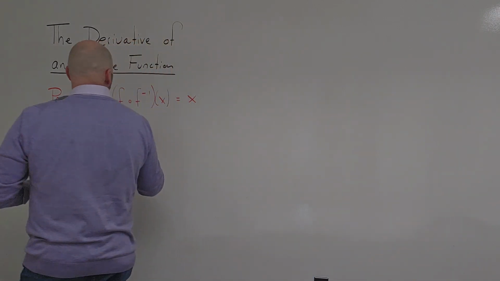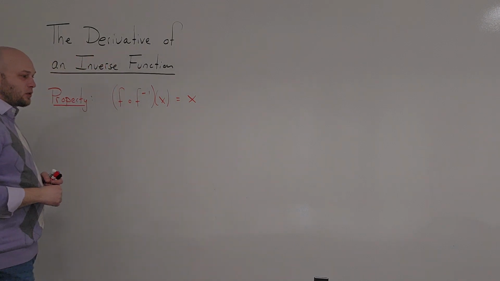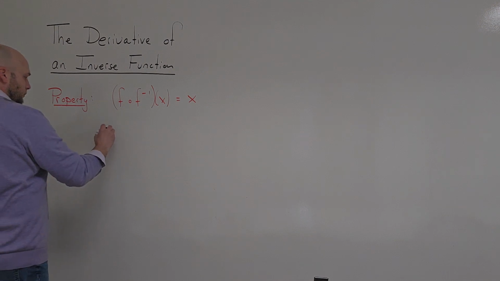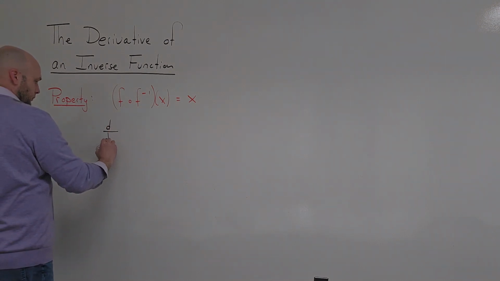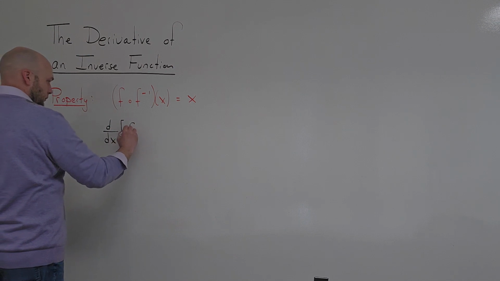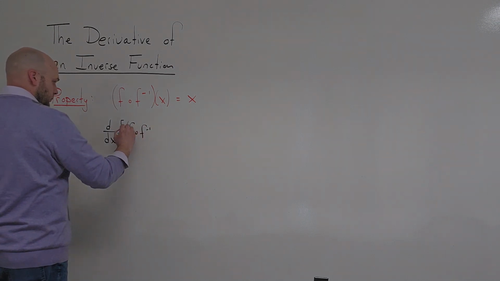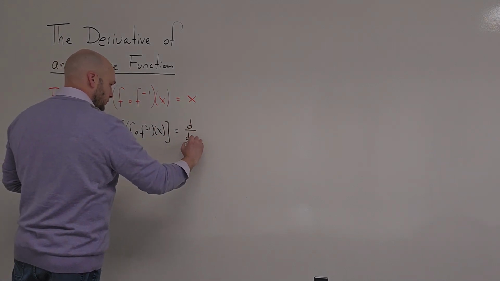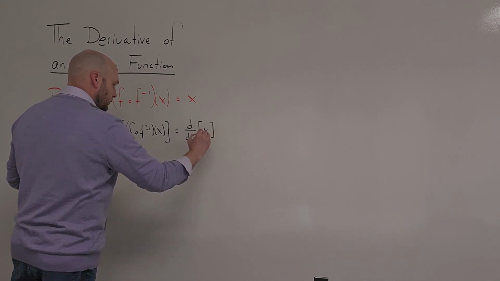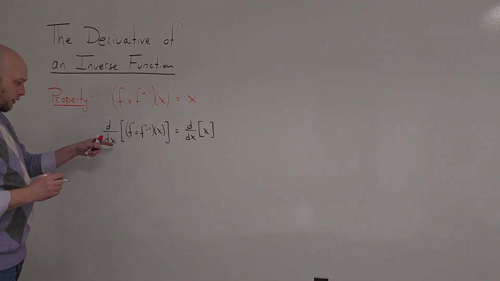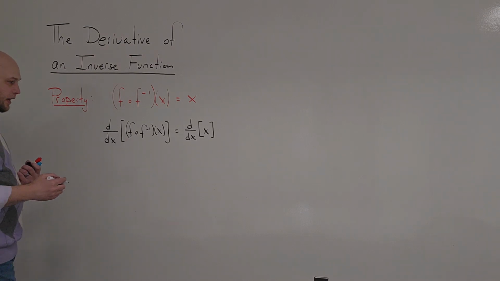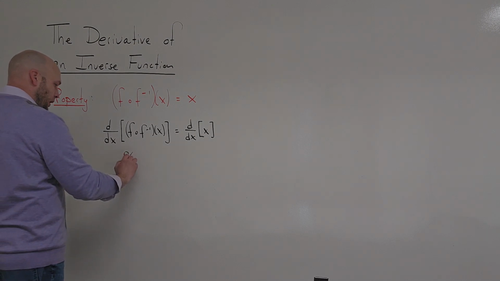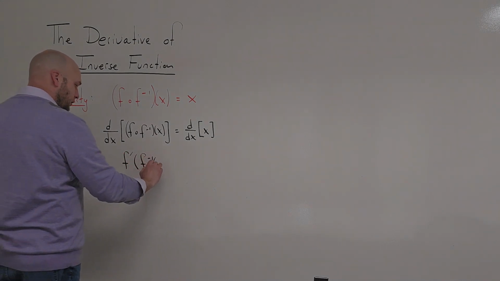All right, well, what I'm going to do is think of this as an equation, and I'm going to differentiate it. So if I differentiate both sides of this, on the left-hand side, this is the derivative of a composition, which is the chain rule. And the chain rule says to take the derivative of the outside function first, so that would give you f prime evaluated at f inverse.